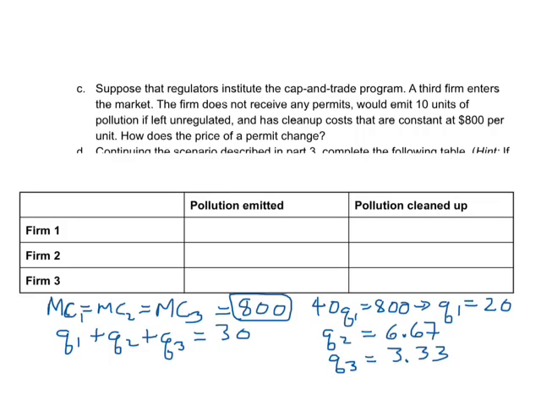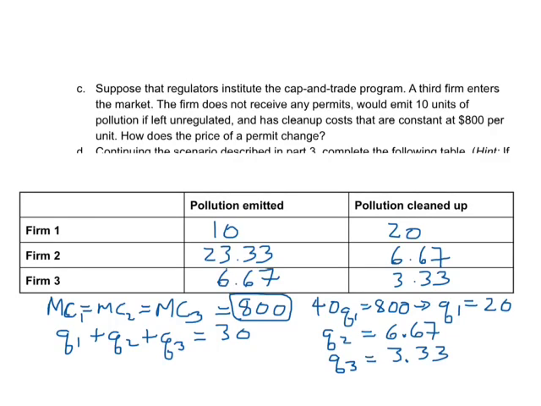And as far as pollution cleaned up, we have 20, 6.67, and 3.33. And we know firm 1 would have emitted 30 in the unregulated case, so now it's down to just emitting 10. Firm 2 would have emitted 30 in the unregulated case. Now it's down to 23.33. And then firm 3 would have emitted 10. It cleaned up 3.33, left emitting 6.67.